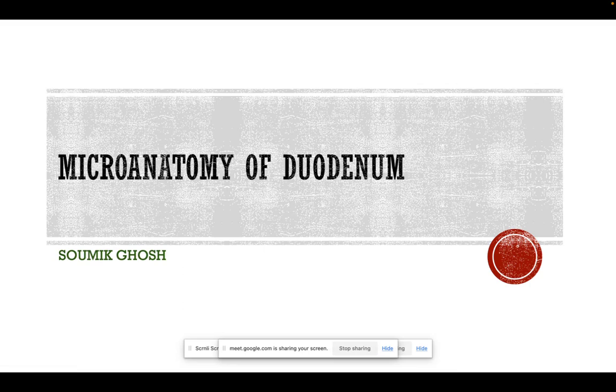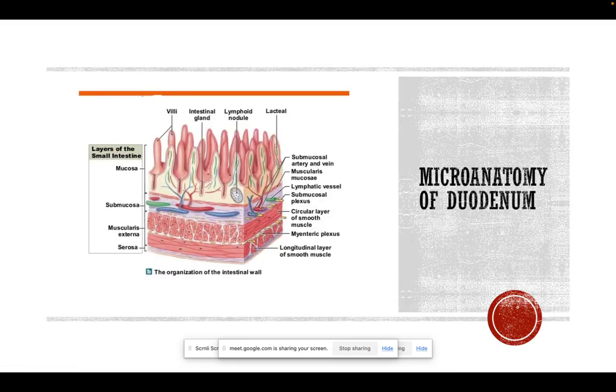So good afternoon, everyone. I will be taking the macroanatomy of duodenum. So histologically, like the other layers of GIT, the layers of duodenum from inner to outer are the mucosa, the submucosa, the muscularis externa, and the serosa.